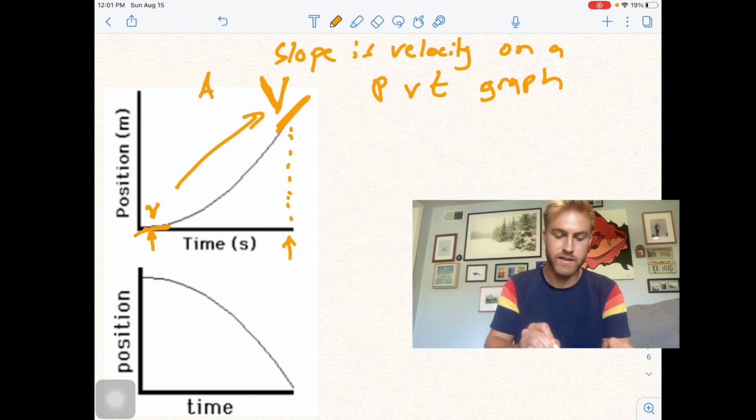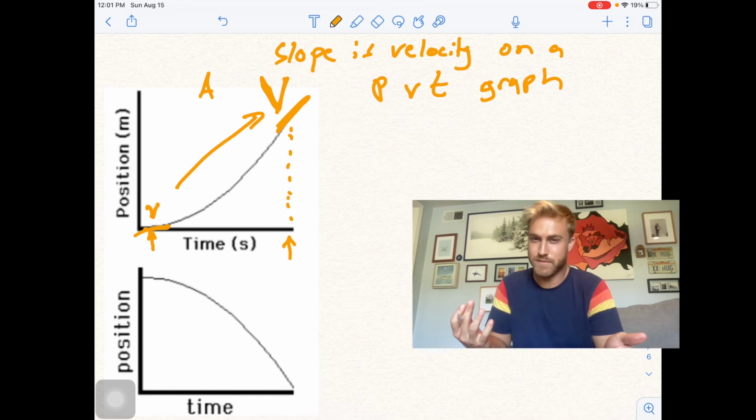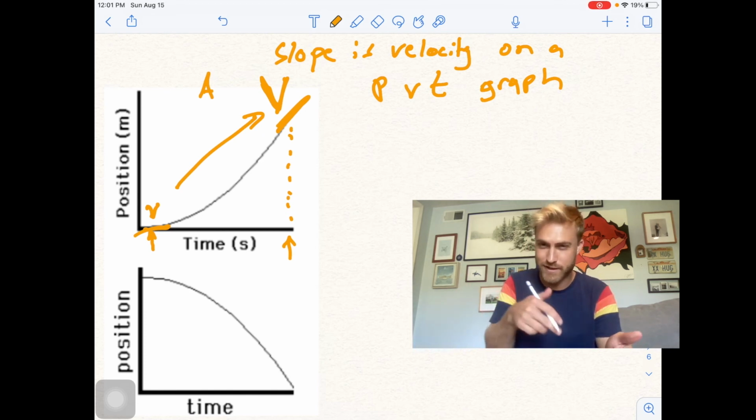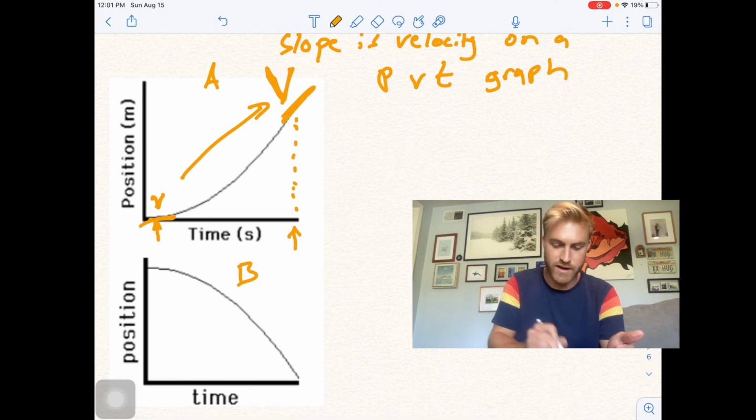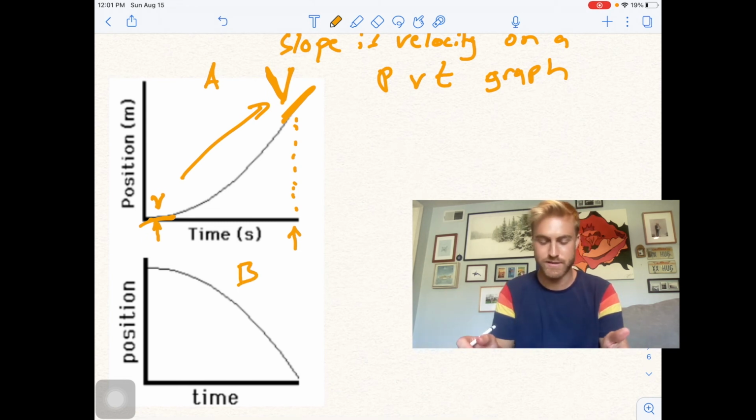Now tell me, is this object speeding up or slowing down? I'll let you think about this one. And I'll also have you think about this graph here, graph B, and try to answer some questions about it.